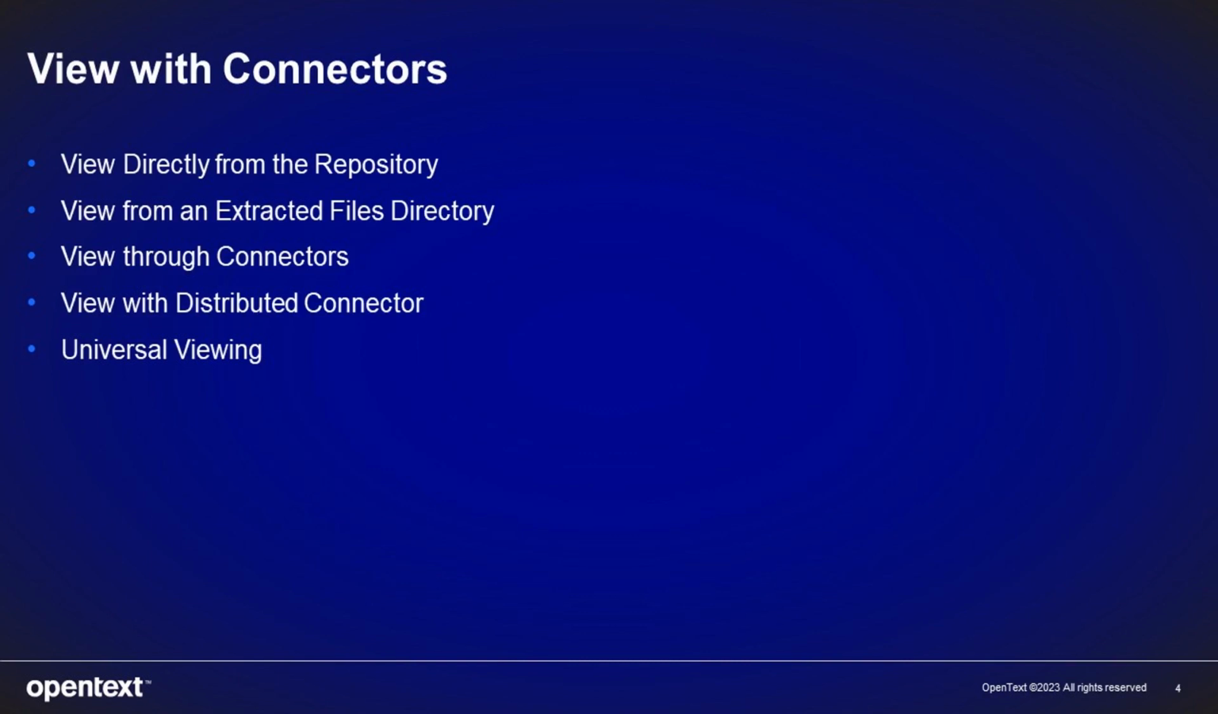To convert documents, View must have access to the file that you want to view, and there are several ways to do this. First, view directly from the repository. Second, view from an extracted files directory. And the third one is view through connectors. The fourth one, view with distributed connector. And the last one is universal viewing. Each method has advantages and disadvantages.